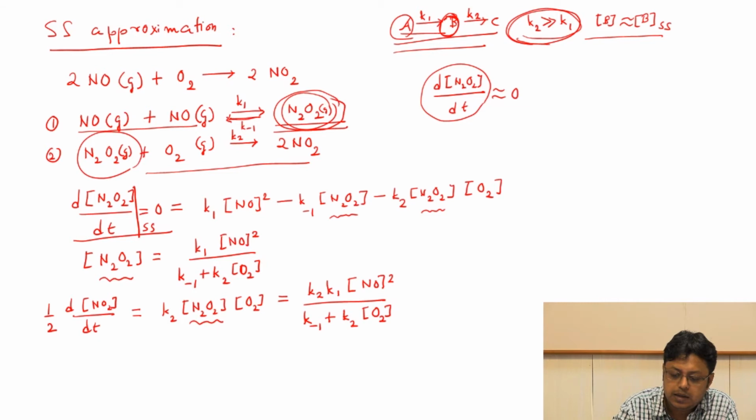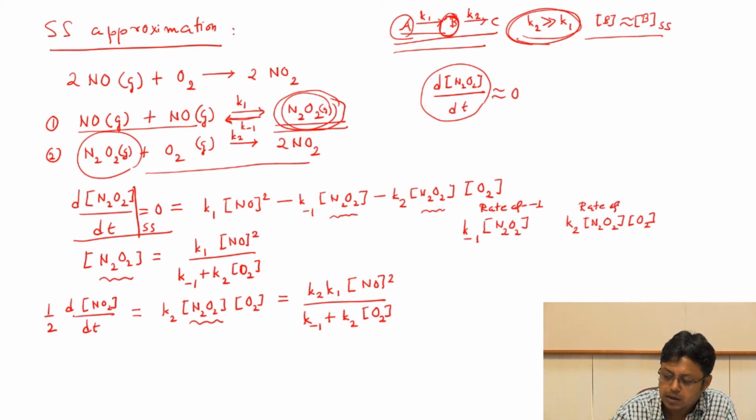N2O2 is disappearing like the reverse of this reaction. So the reverse of the first step, we can write as K minus 1 into N2O2, and then there is another step which is taking it forward, which is K2 into N2O2 into oxygen. Now this is the rate of step minus 1, meaning the reverse of step 1, and this is the rate of step 2, which is just a forward reaction.